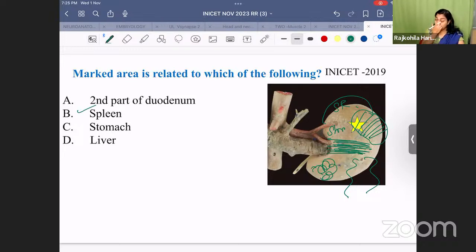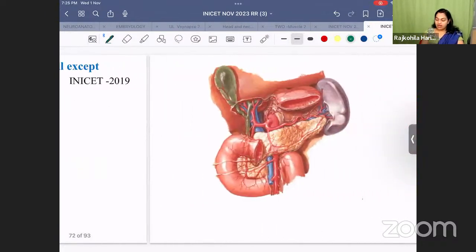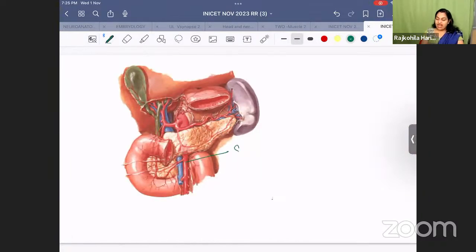The anterior relations of the right kidney are also equally important. The hilum of the right kidney will be related to the second part of the duodenum. And previously they also asked about the relation of the third part of the duodenum. You can see it's anteriorly related to the superior mesenteric artery and superior mesenteric vein in the root of the mesentery. What is the vertebral level of origin of the superior mesenteric artery?